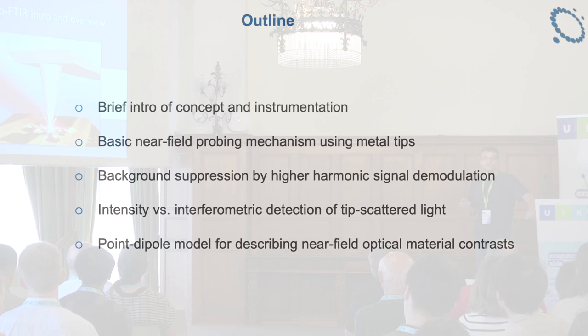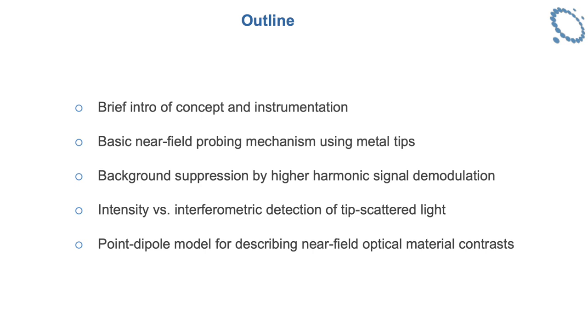So let's start. This is a brief outline. I will give a brief introduction to concept and instrumentation. Then we'll talk about the basic probing mechanism using metal tips. Then we will talk about background suppression using this famous higher harmonics demodulation. Then I want to talk about intensity versus interferometric detection. That's a very important point. It's getting here maybe a bit complicated. And then in the end, the point dipole model, because the theory session later on given by Sasha is a little bit short, it's only half an hour, so I will talk a little bit about that.